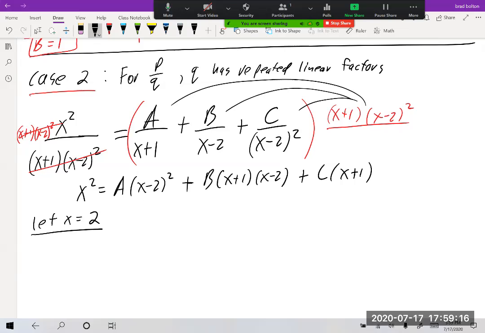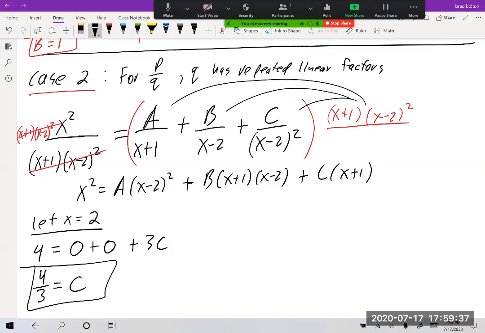So for x equals 2, I'm going to say that 2 squared is 4 equals 0 plus 0 plus 3c, right? Because 2 plus 1 is 3. If I'm over here and I'm plugging in 2, I get 2 plus 1 is 3 times c. So then I divide both sides by 3, and I get 4/3 is equal to c, okay?